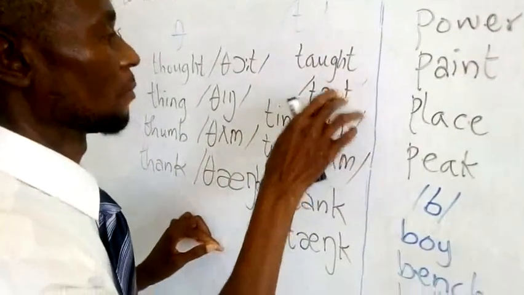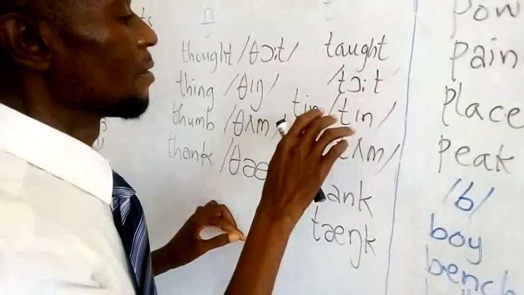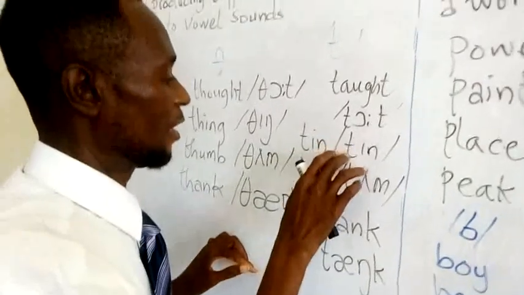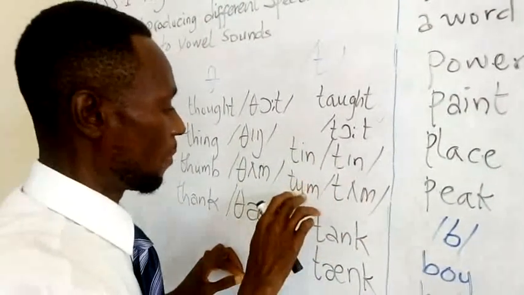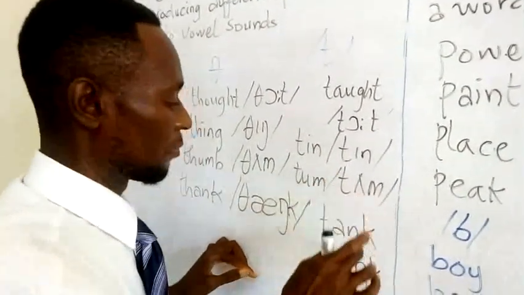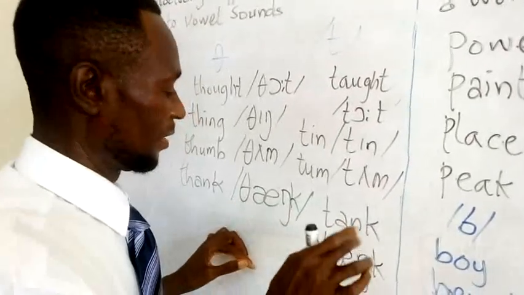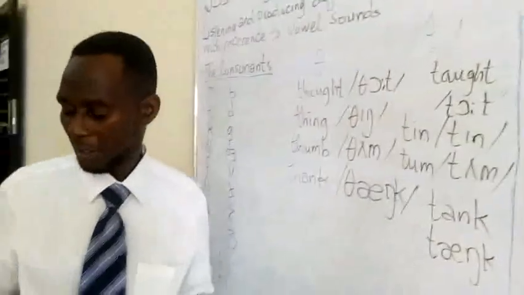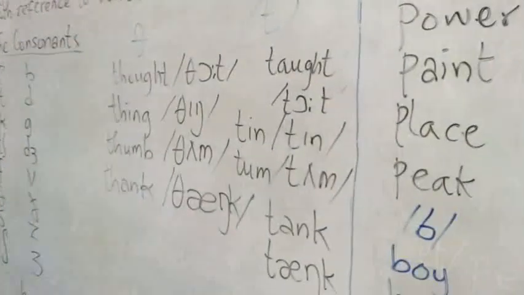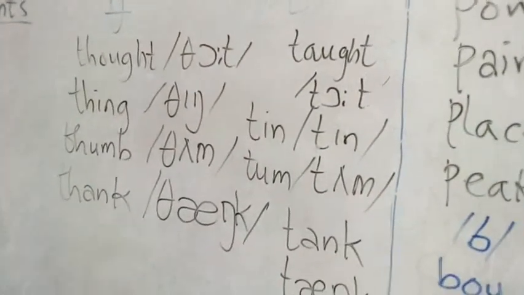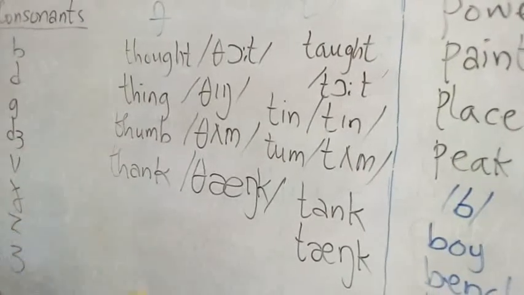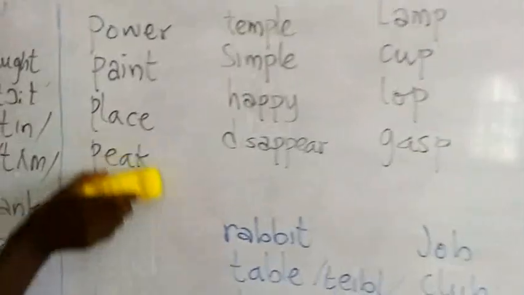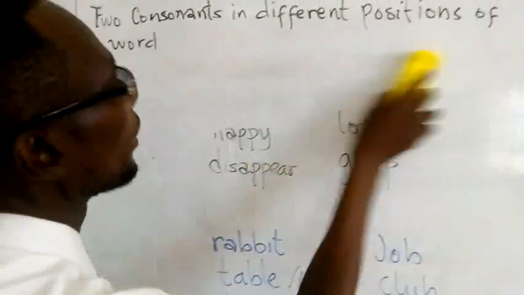Thought. Thin. Tongue. Think. Put your hands together for yourself there. Let's quickly go to some other sound. We have so many examples. When you come back, we're going to look at them very well.